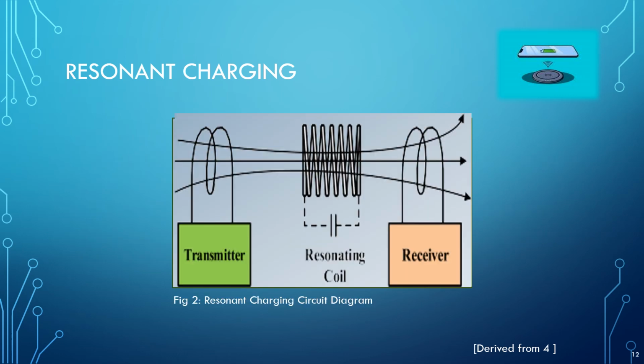Here is a figure showing a resonance charging circuit diagram. The transmitter and receiver side resonates at the same frequency. For efficiency, a resonating coil is placed between the transmitter and the receiver. The main advantage of this resonance charging is that, as said earlier, it can handle multiple devices simultaneously and can handle various frequency devices.